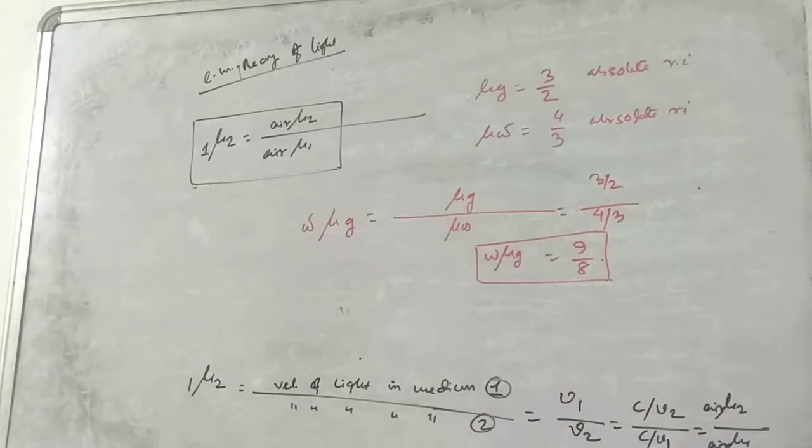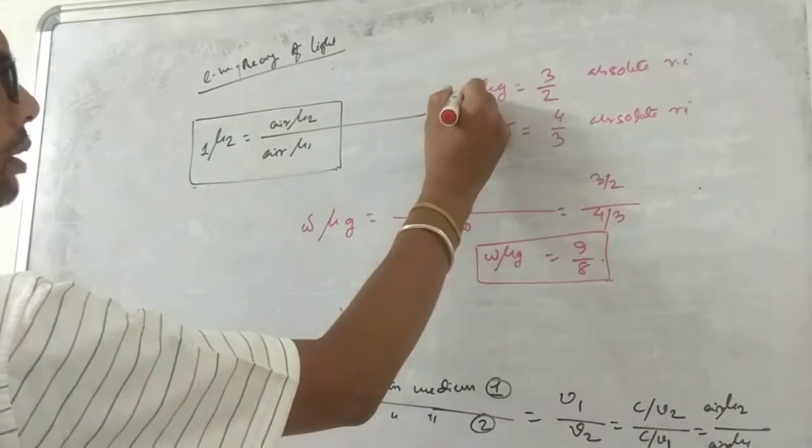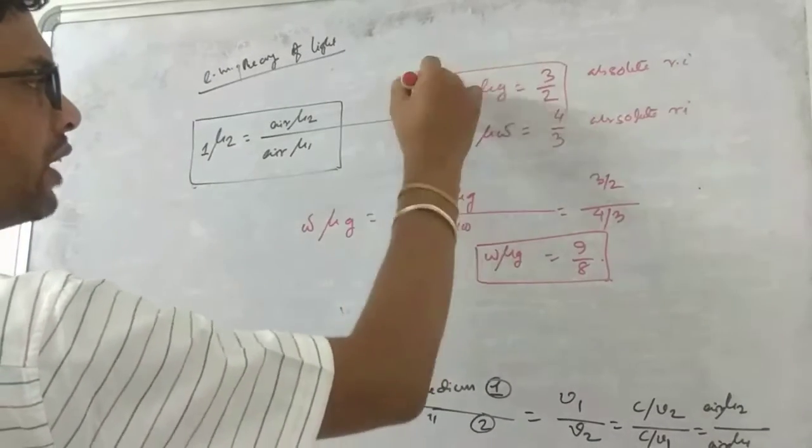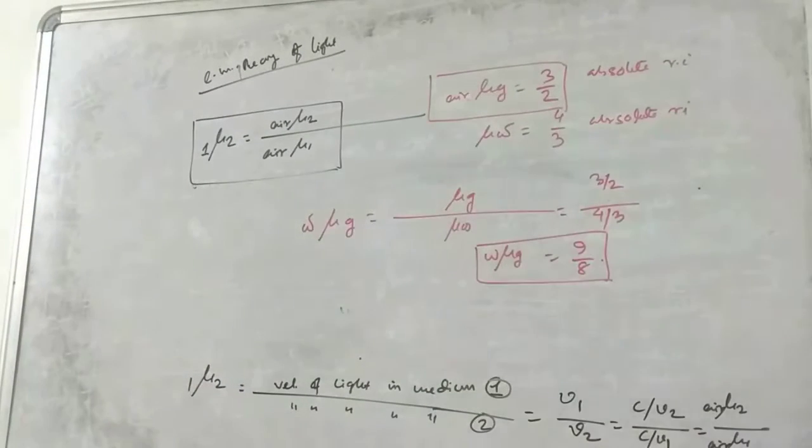So one more thing you have to understand: what is the refractive index of glass? Sometimes this question is asked, what is the refractive index of the glass? Then your answer would not be a perfect one, because the question is not a perfect question. Why?